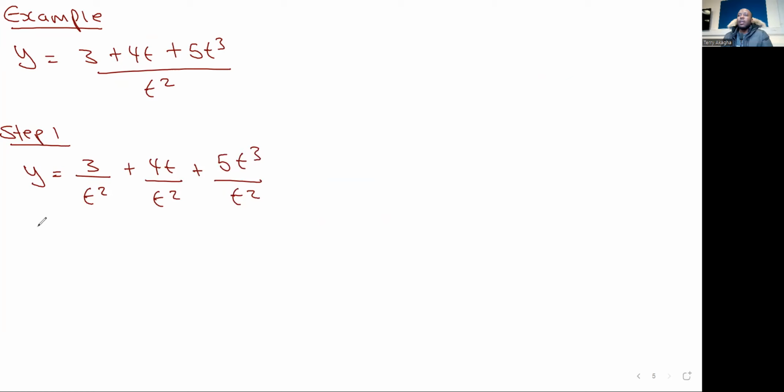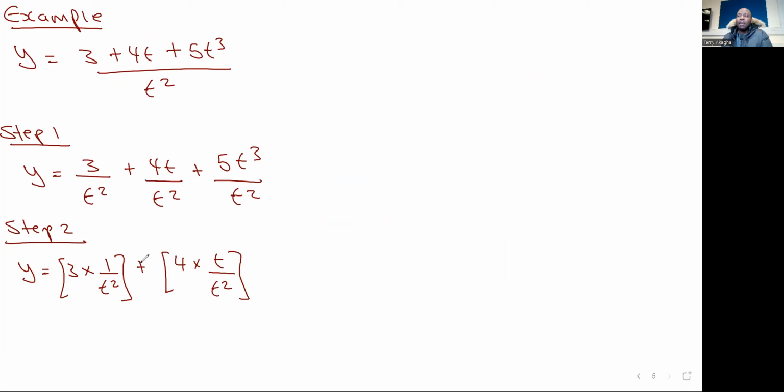So let's go. Then we can write this again to be clear. We can say y is equal to 3 times 1 over t squared, to make it clear, plus 4 times t over what? t squared. So basically it's the same thing. I'm just trying to separate it so that it'll be easy for you to understand. And same thing as saying 5 multiplied by what? t cubed over what? t squared. So you can see it clearly.